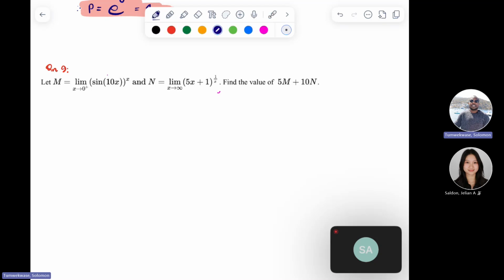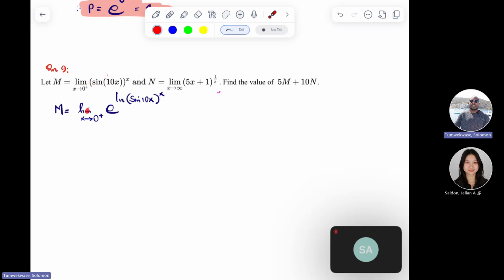So let's first do M. So M is the same as, and I'm going to use the logarithm trick right away. So this is the same as limit as x approaches 0 from the right. And we said that e to the natural log of this function, sine of 10x, then to the power x. I haven't changed anything because e to the power natural log of anything remains that thing. So I remain with that same function, okay?